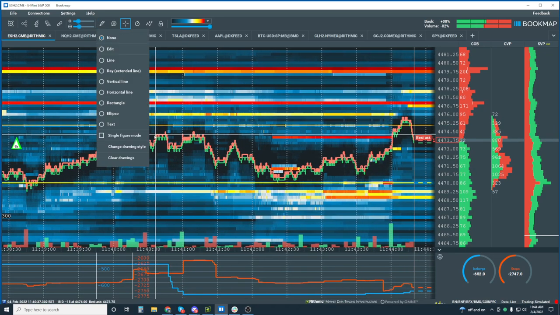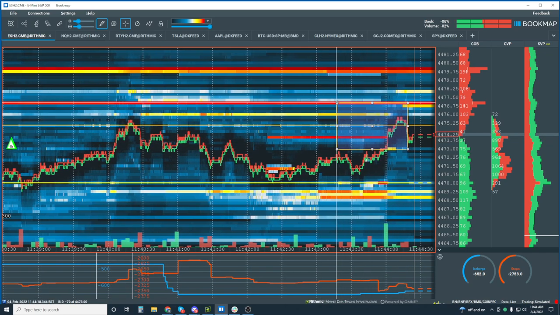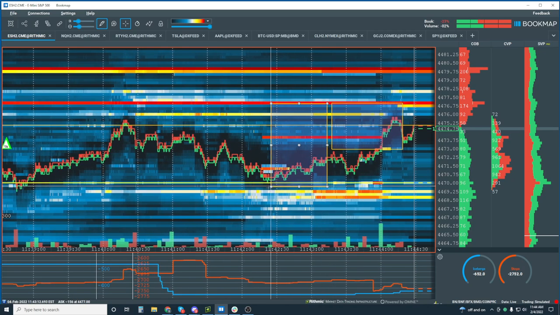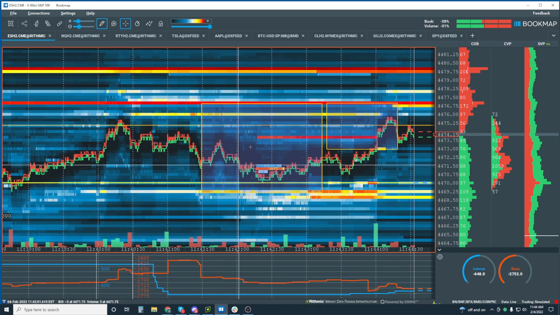Let me just mark it up here. I'm going through a lot of different things with this order book, just the order book. So here's our range, and then here's our bigger range previously, just based on the order book.